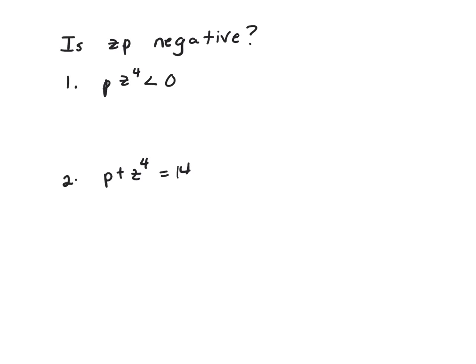We want to know if ZP is negative. And for Z times P to be negative, one has to be positive and one has to be negative. All right, look at clue 1.